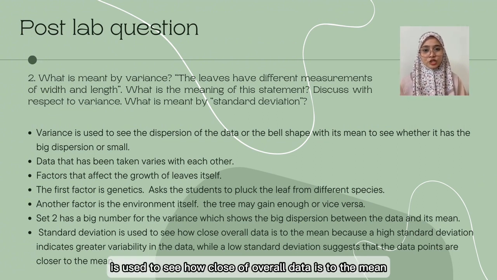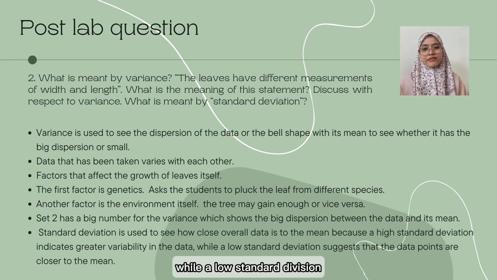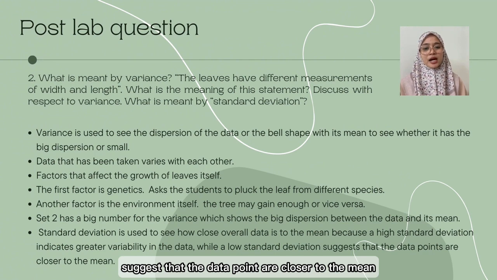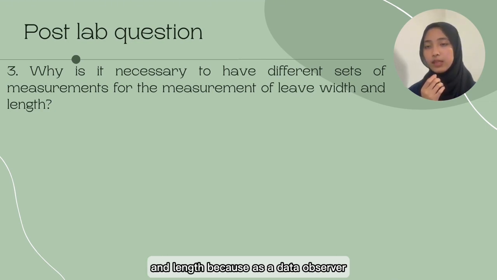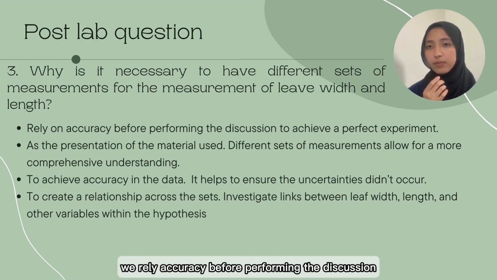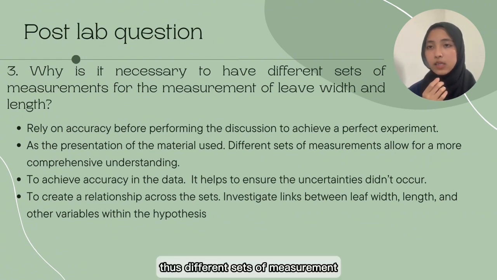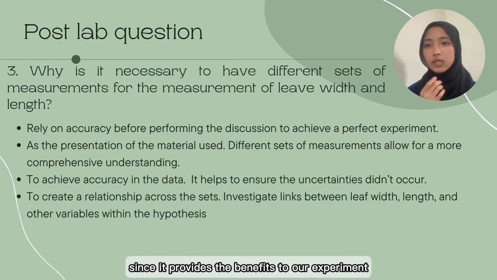Standard deviation is used to see how close the overall data is to the mean, because a high standard deviation indicates greater variability in the data, while a low standard deviation suggests that the data points are closer to the mean. As for the question, it is necessary to have different sets of measurement for leaf width and length because, as data observers, we rely on accuracy before performing the discussion in order to achieve a perfect experiment. Thus, different sets of measurement are needed since they provide benefits to our experiment.